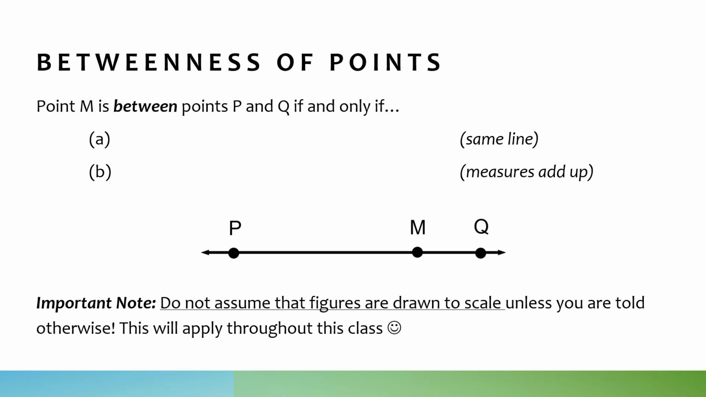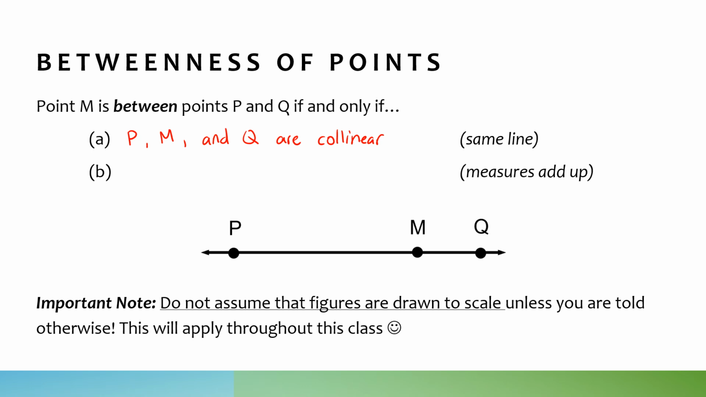So helpful to draw this diagram in your notes. And let's complete our 2 aspects. M is between P and Q if, and only if, P, M, and Q are all on the same line, or in other words, are collinear. Our fancy math word for being on the same line. They have to be on the same line if we're going to say one is between the other 2.